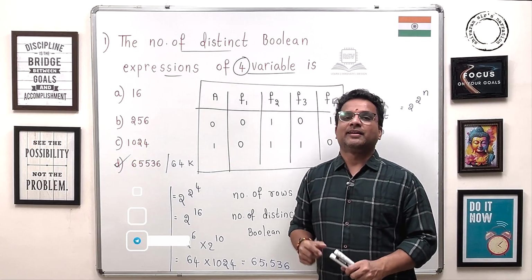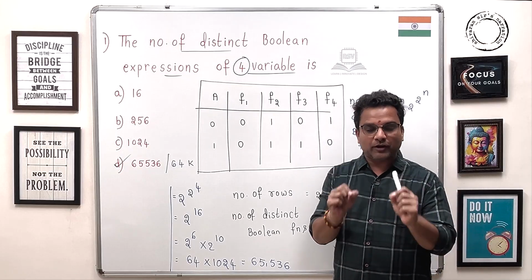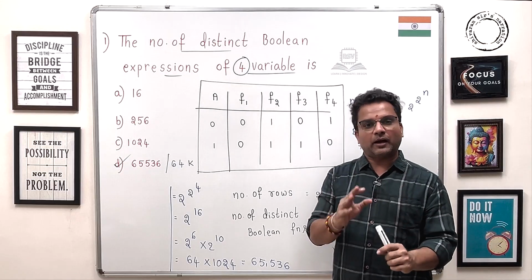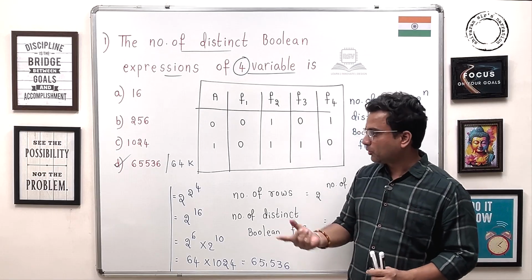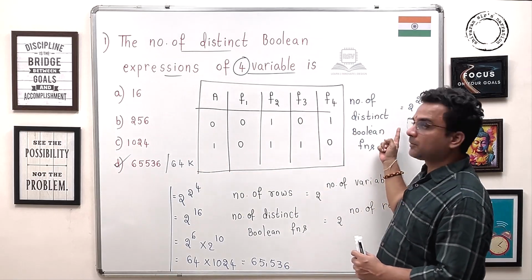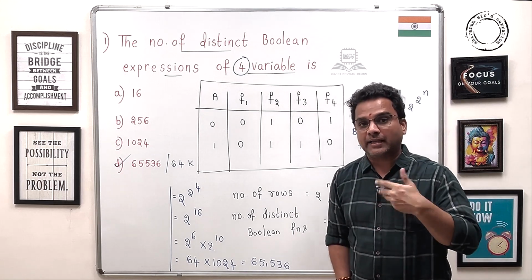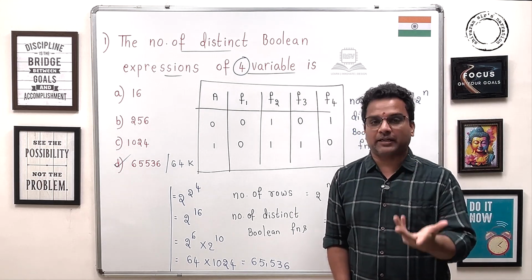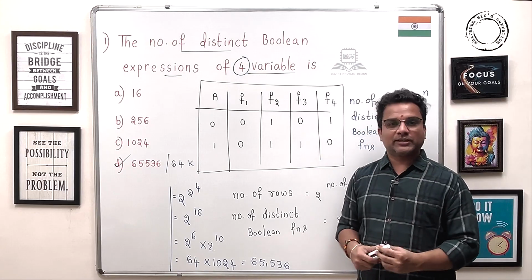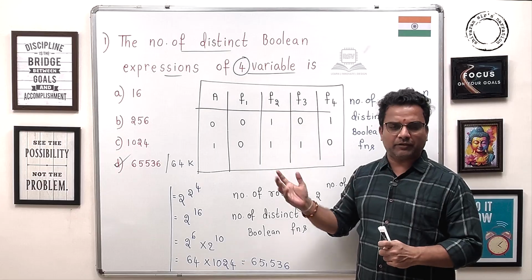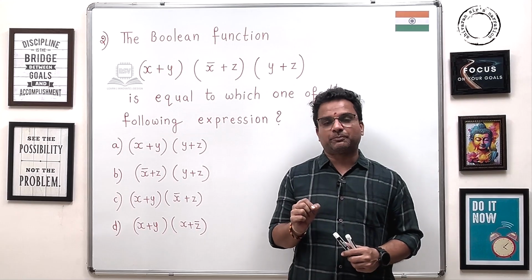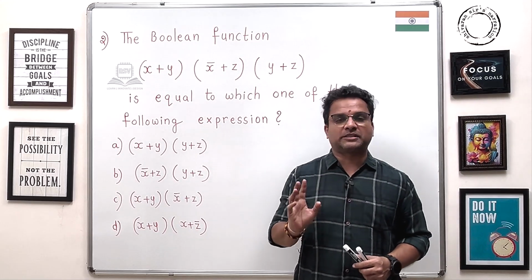Got it, guys? See here what we want to highlight. Some of the people already, before visiting this video, know 2 power 2 power n. But you should know how it has come, how it has been generated, right? So this is the number of distinct Boolean functions for n variables. Now, Boolean algebra simplification in the best possible way.